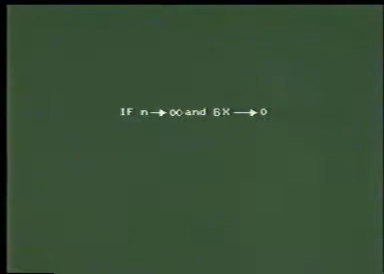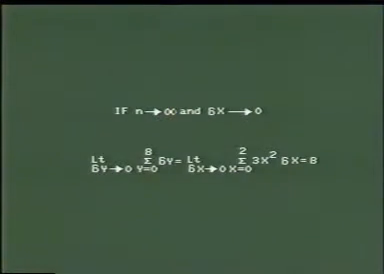If n tends to infinity and delta x tends to 0, then limit of sigma delta y as delta y tends to 0 is equal to limit of sigma 3x square delta x as delta x tends to 0, which is equal to 8. In the limiting case, when delta y tends to 0 and delta x tends to 0, the error in the calculation of sigma 3x square delta x is 0.